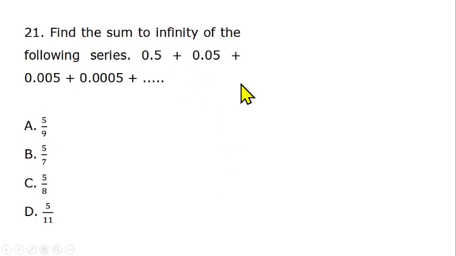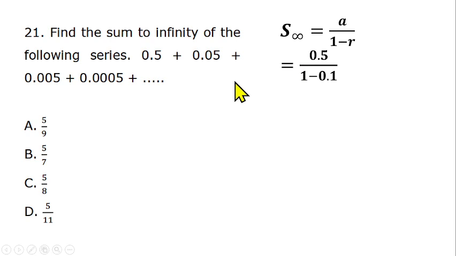Question number 21 is from sequence and series, and in this you are talking about geometric progression. You have to find the sum to infinity of the following series: 0.5 plus 0.05 plus 0.005 plus 0.0005 and so on. Sum to infinity is a over 1 minus r, where a is the first term and r is the constant ratio. The constant ratio will be the second term divided by the first term. If you do that, it gives us 0.1.